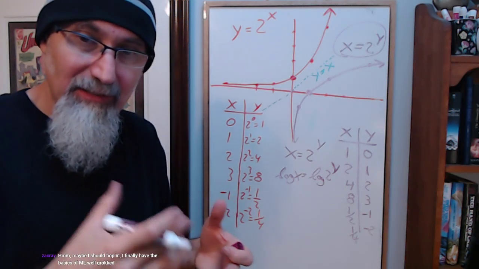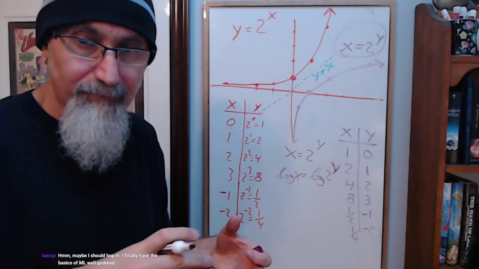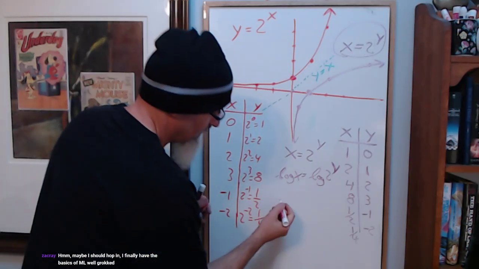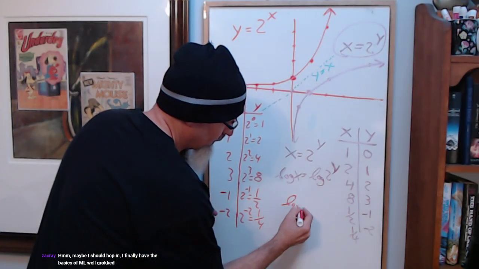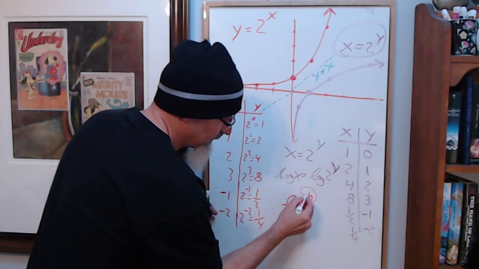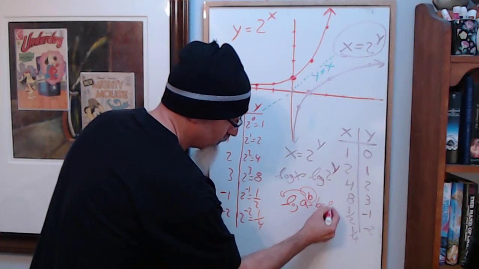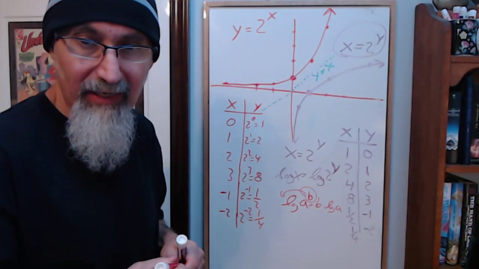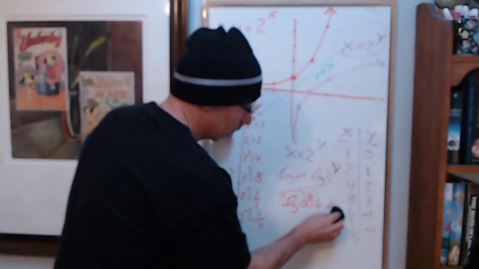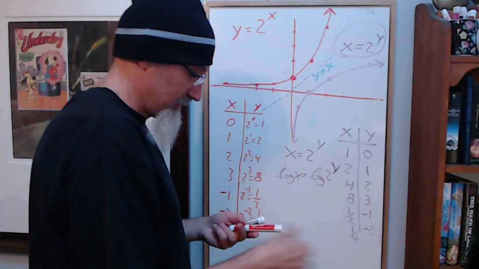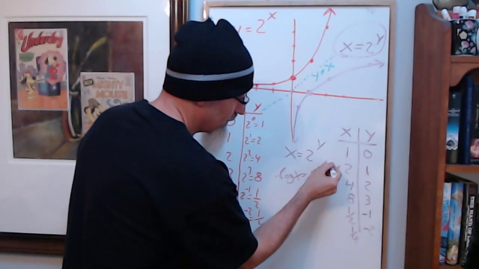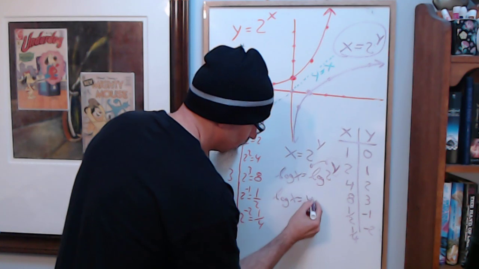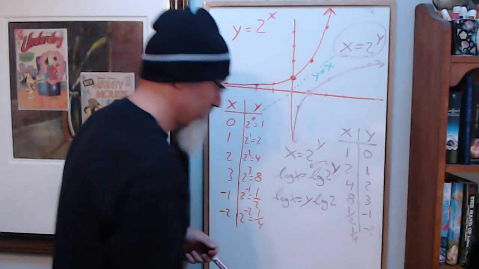Now, logarithms, just like exponentials, have certain rules. One of the rules in logarithms is this. If you have log of a to the power of b, you can kick the b down, and this is equal to b log a. That's one of the rules we have regarding logarithms. So for this, we can grab the y and kick it down in front of the log. So right now you've got log x is equal to y log 2.